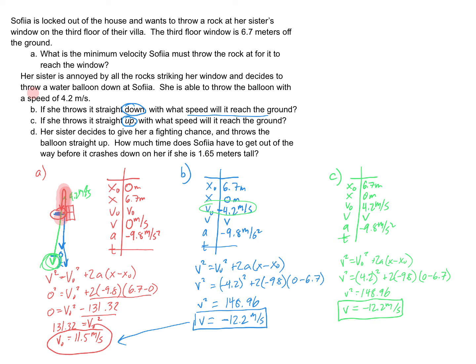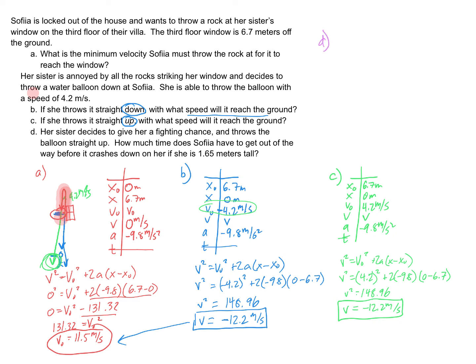Her sister decides to give her a fighting chance, so she throws the balloon straight up in the air. And the question is, how much time does Sophia have to get out of the way before it crashes down on her if she is 1.65 meters tall? So we are going to need one more table. So here we go. Let's change our color again. Lovely. We're going to go with purple.